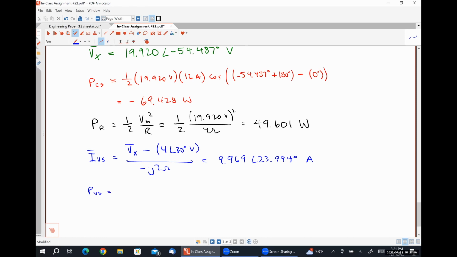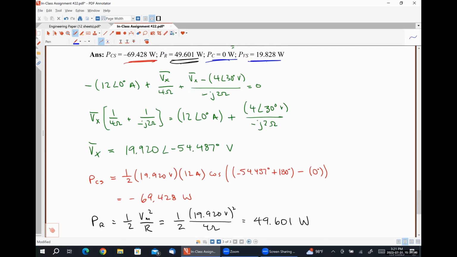Power absorbed by our voltage source is going to be 1/2 times 4 volts times 9.969 amps times the cosine of 30 degrees minus 23.994 degrees. I get 19.828 watts. Exactly what we have here.